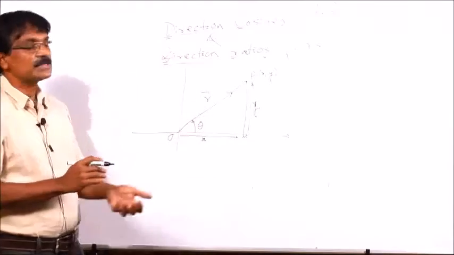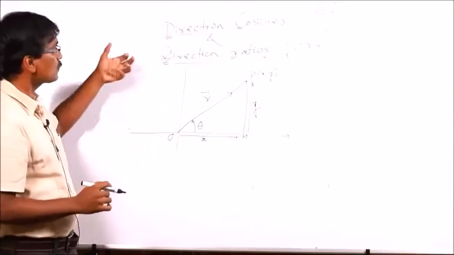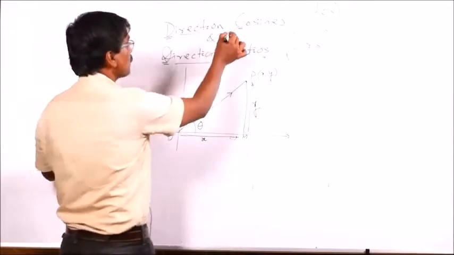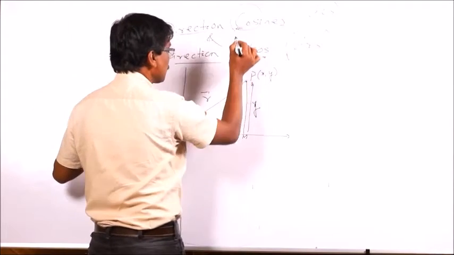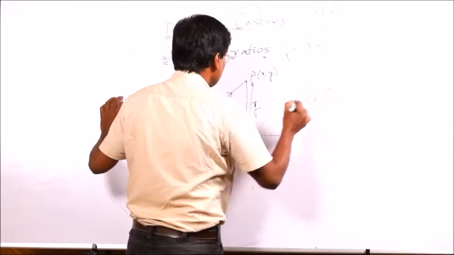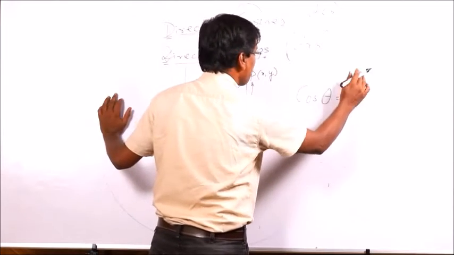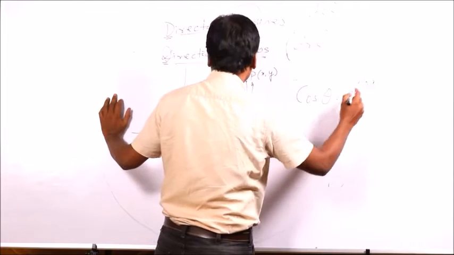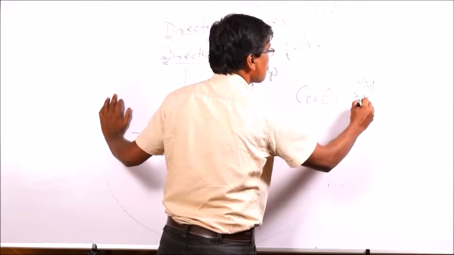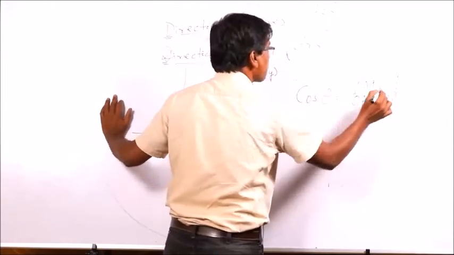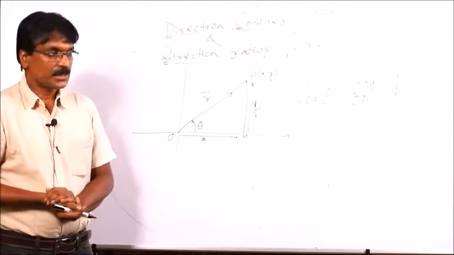So, first of all, you define what is direction cosines. So, direction cosines is nothing but cosine of direction. So, cosines means cos, so that is cos theta. So, cos theta is nothing but y, that is PM by OP, which is equal to y by r. So, that is y by r.